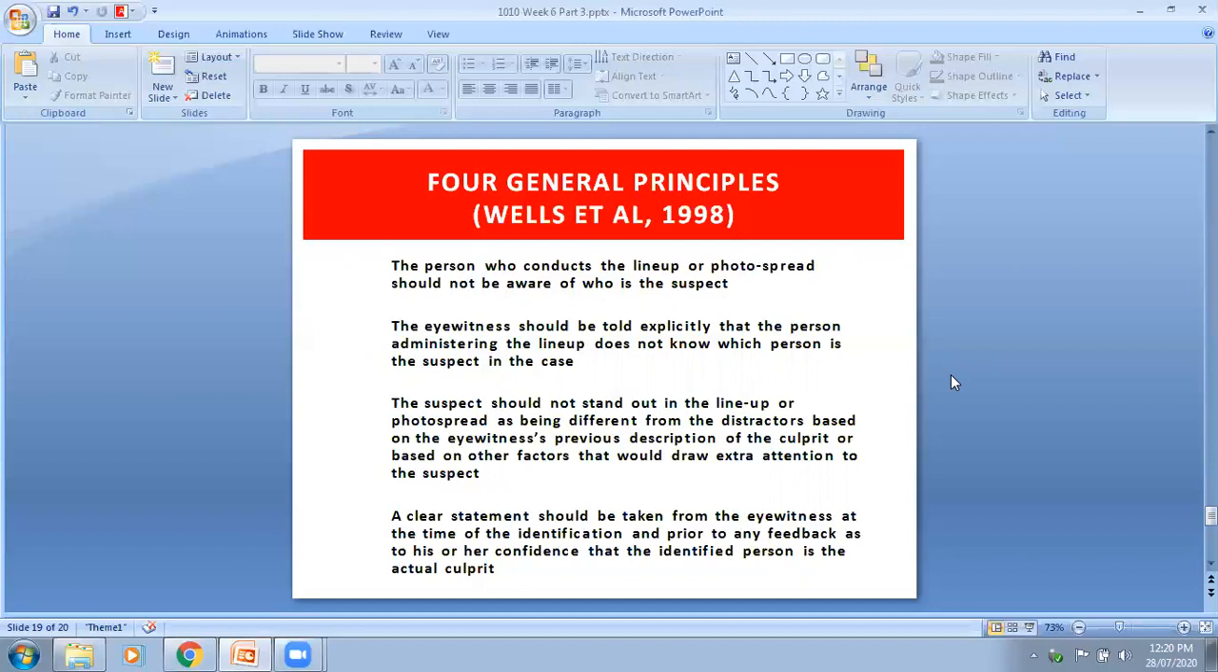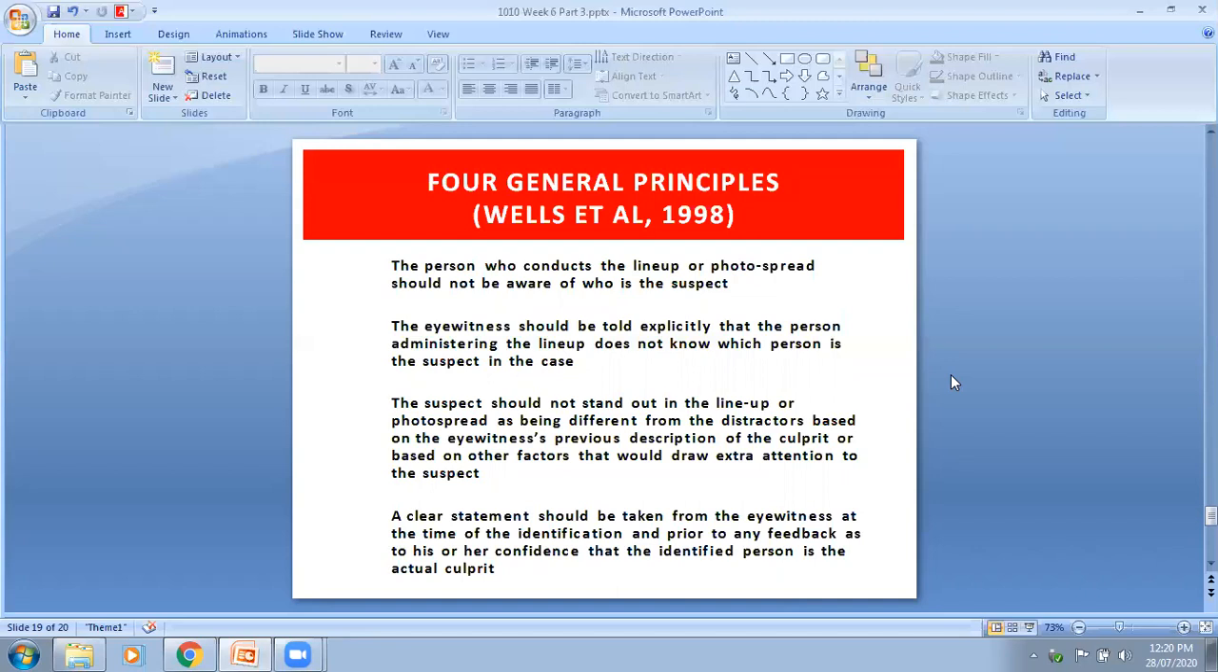The suspects should not stand out in the lineup or photo spread as being different from the distractors based on the eyewitness's previous description of the culprit or based on other factors that would draw extra attention to the suspect. So one of the things that could happen there is you could have some people wearing business shirts and then the offender's wearing a polo shirt, or really, really different haircuts. There's a lot of things that can go wrong with having distractors in there that look totally different from the suspect.